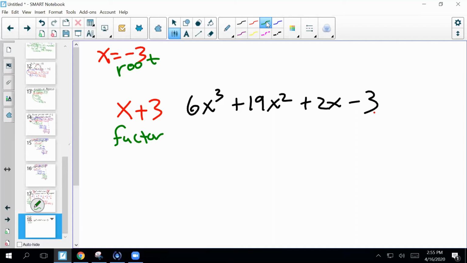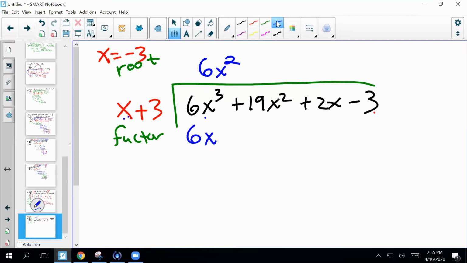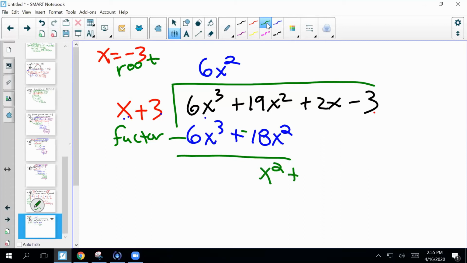This is the factor. So this should go into this polynomial evenly. And now we're ready for the long division. I'm going to go through this quickly, but let's do it. x goes into 6x cubed 6x squared times, since 6x squared times x is 6x cubed. 6x times 3 is 18x squared. So I'm going to draw a line, change my sign, and I just get x squared plus 2x.